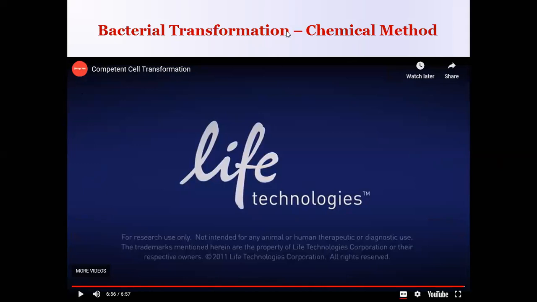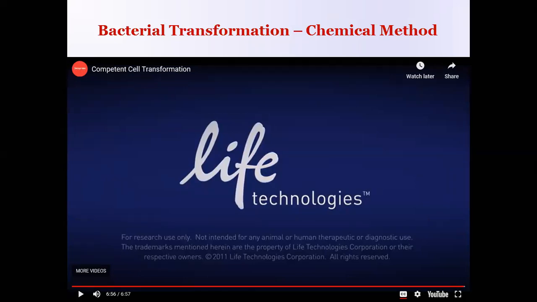So this is how a chemical method works. In the chemical method, they used prepared competent cells. Before this, competent cells have to be made, and they can be made by treating the cells with calcium chloride or calcium phosphate or magnesium chloride. So after that, we will be going for the chemical method of transformation.